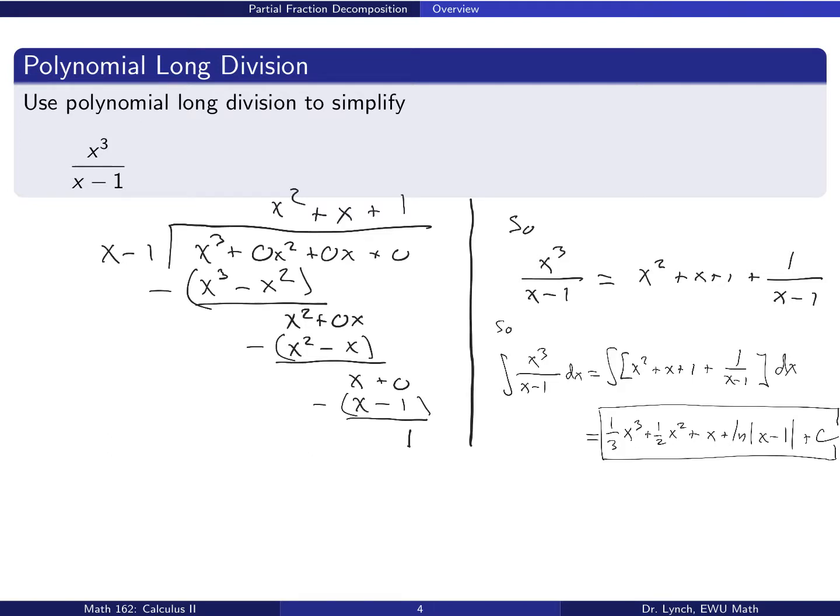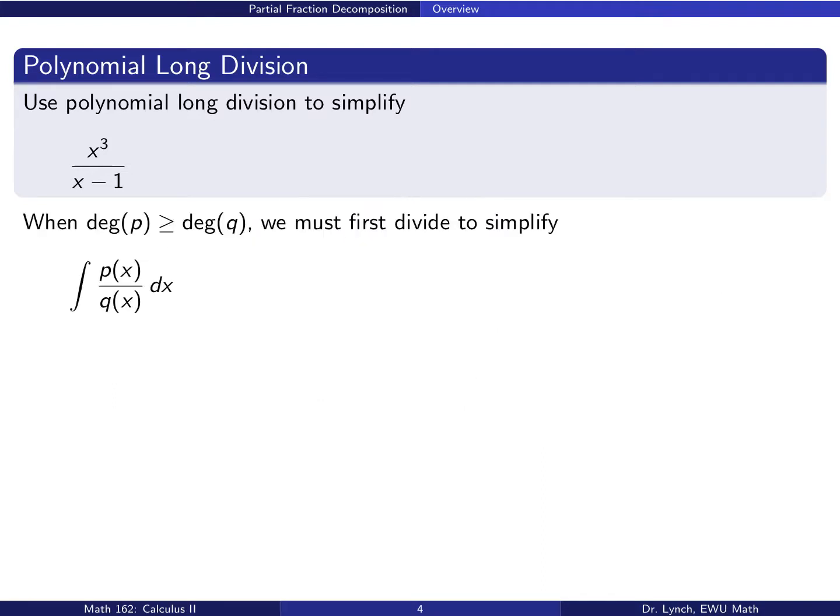Now, as it turns out, polynomial long division is a strategy that you have to use in some cases. Whenever the degree of the numerator is greater than or equal to the degree of the denominator, we must first use polynomial long division to simplify our rational function. That turns out again to be a useful strategy. It doesn't always come up, and in fact, in the examples we'll see from here on out, we'll see that the degree of the numerator is strictly less than the degree of the denominator. And again, degree describing the highest power of x in the numerator and denominator.